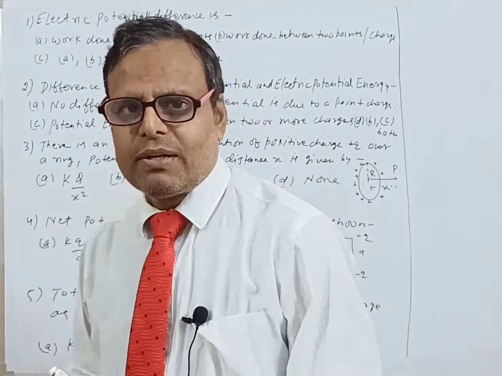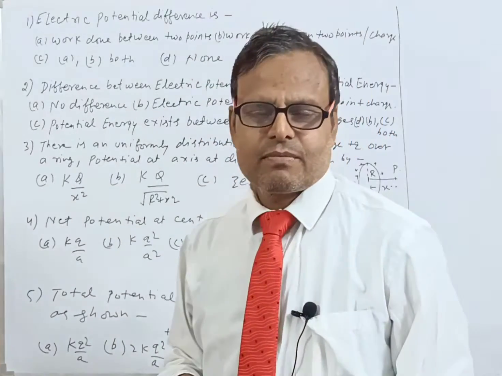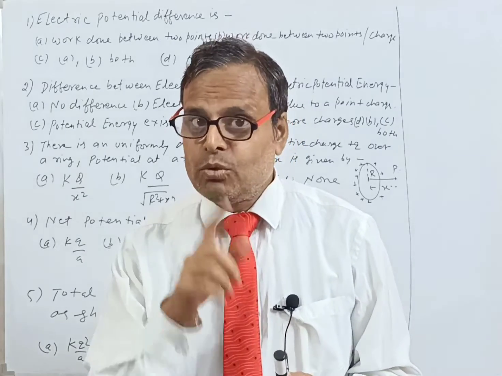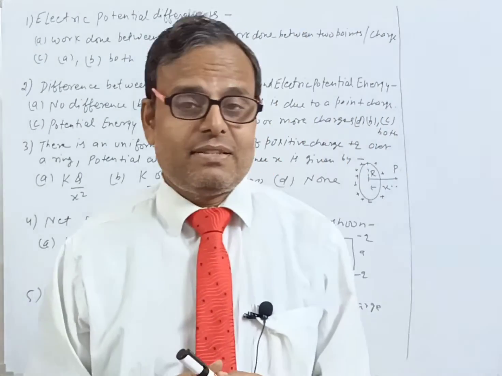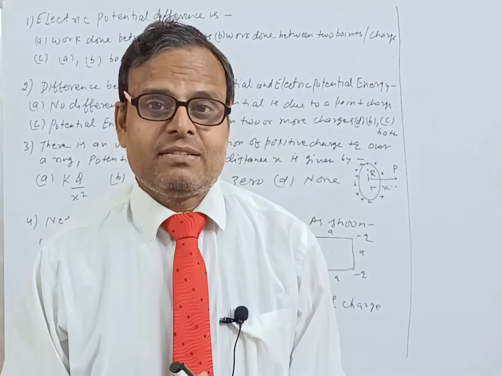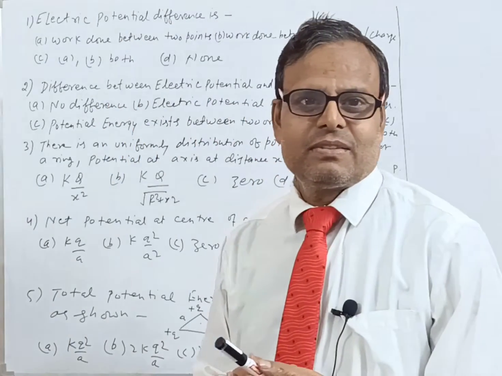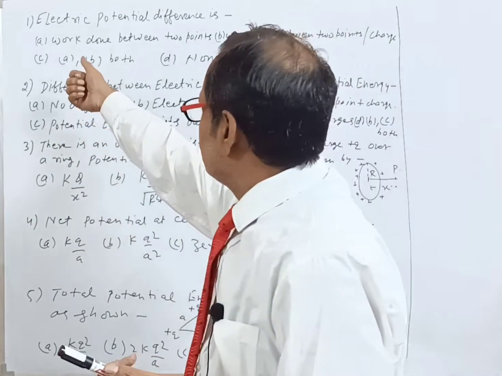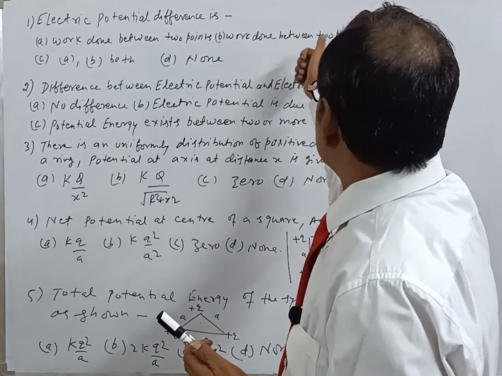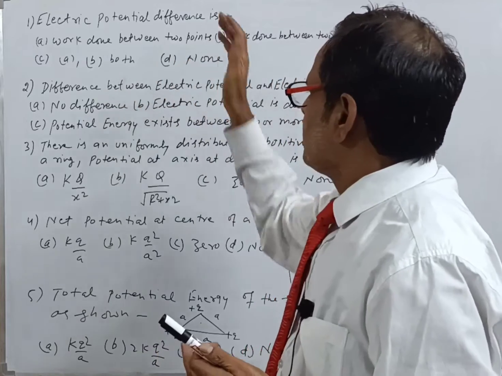The question number 1. Electric potential difference is. What is electric potential difference? If you know the concept of electric potential difference, then you will be able to answer it perfectly. Come to the options. Work done between two points. Work done between two points per unit charge. A and B both, and done.